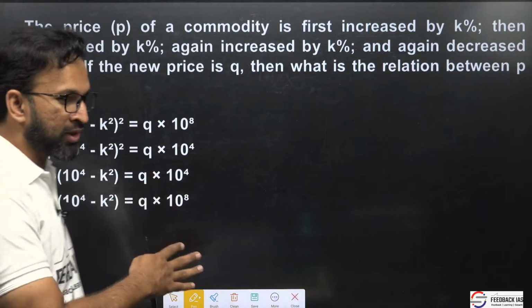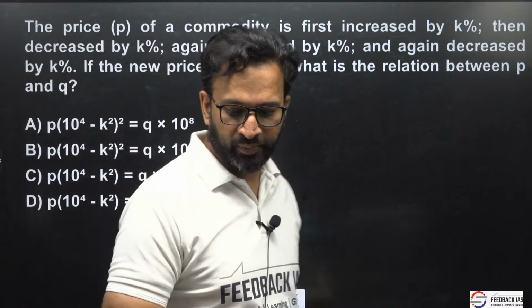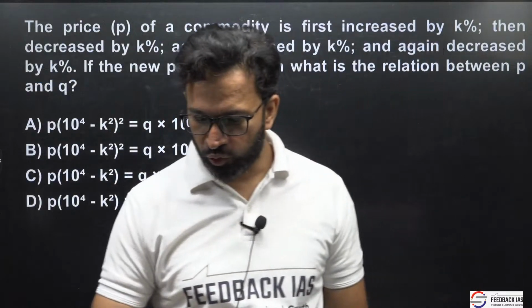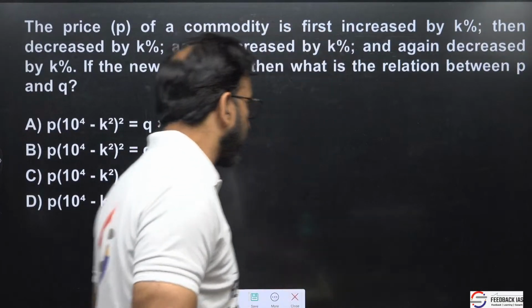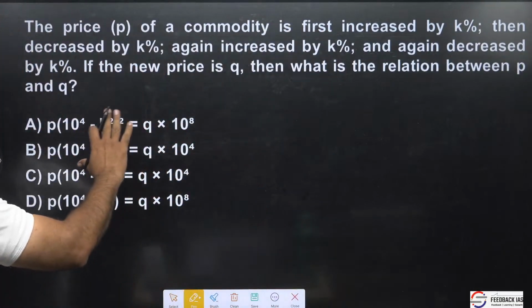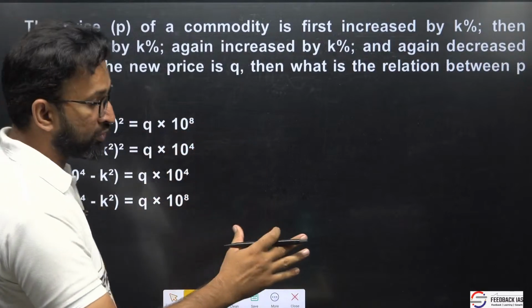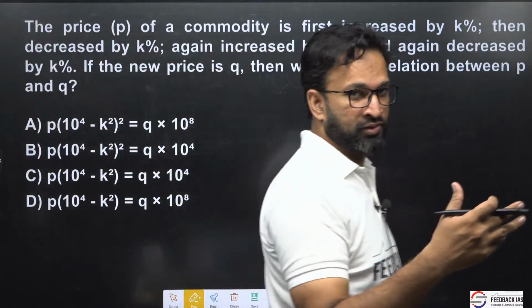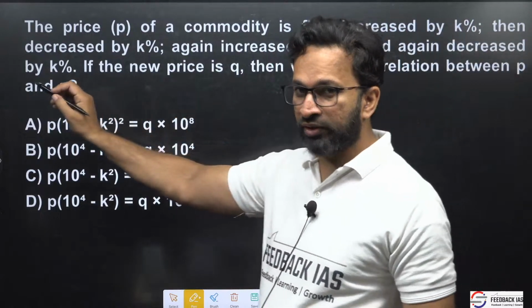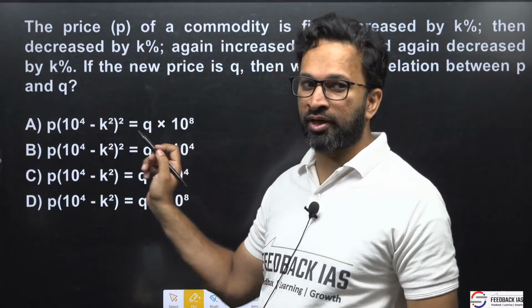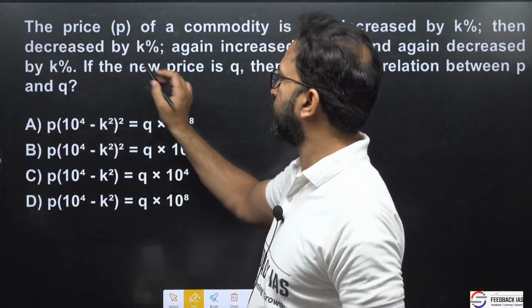This question has been asked from the percentages topic, right? So you are required to understand the topic first, because you need to know from which part of the CSAT syllabus the question has been asked. This is basically percentages. So let's read the question and then try to solve it. Let's find out what the answer is.